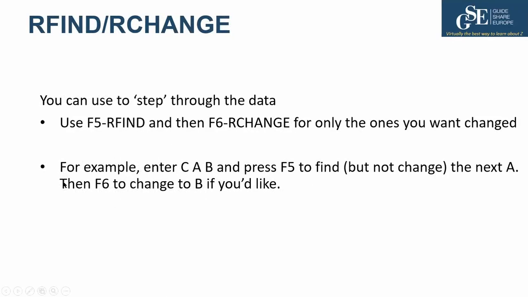The rfind and rchange PF keys can be used to kind of step through data. You can do a change AB, and instead of pressing enter, if you press F5, it will find the first one but not change it. And then you can jump between, skip over ones with F5 and then change F6 when you're happy.